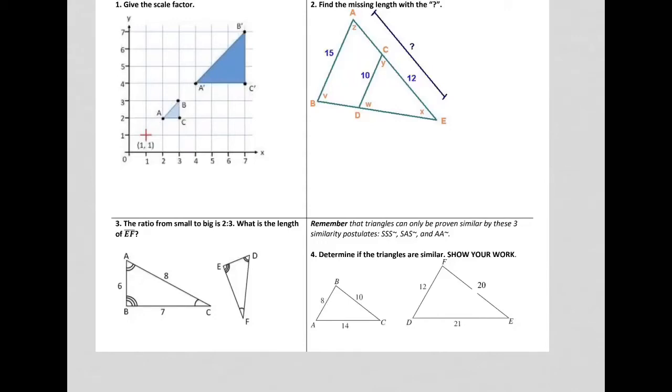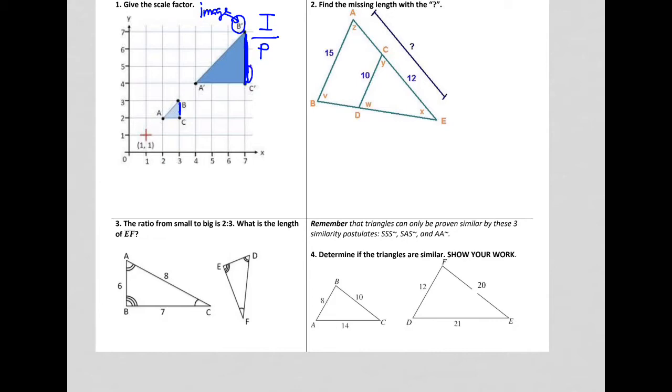Okay, so for number 1, you're finding the scale factor. Remember that scale factor is image over pre-image. You could do this side over this side, but remember this is the image since it has the tick marks. That is our image, so we have to get a number off of that one first.